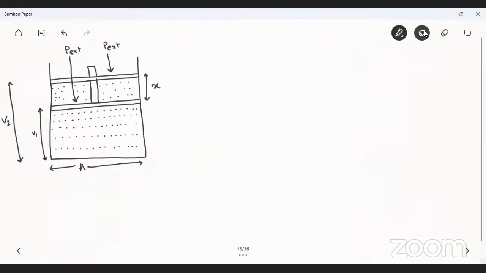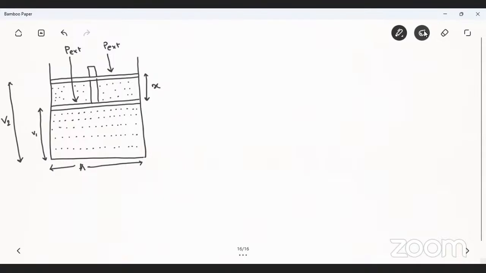Now you have pushed the piston, you have applied a pressure on this piston, and thus this piston has gone down up to this level, and the ideal gas got compressed. This is the external pressure which you have applied against this piston, and this is our new volume, V1. Initially it was here, then it was here after applying pressure, so the change is the displacement.